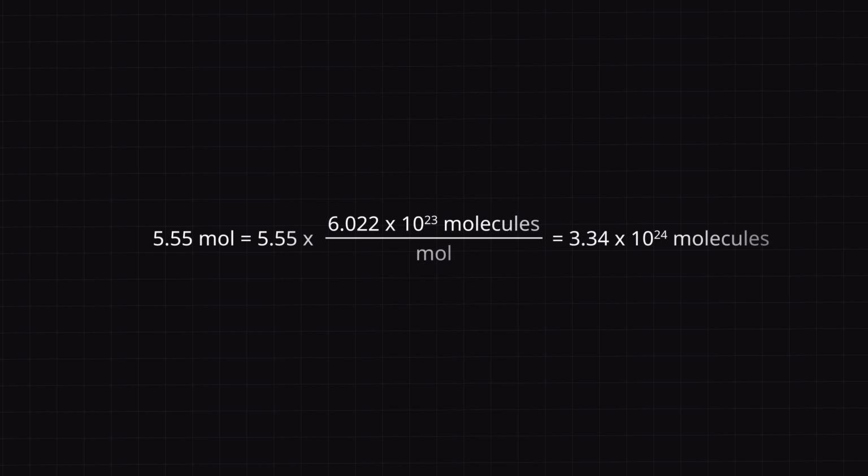In chemistry, when asked how many molecules are in a sample, we usually reply with the answer in moles. 5.55 moles is just way more convenient than saying 3.34 times 10 to the 24th molecules. It's still a count of molecules.